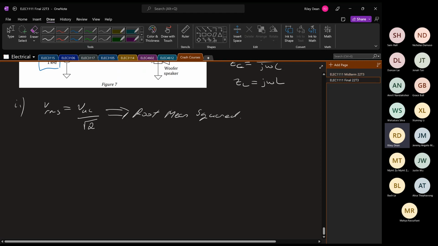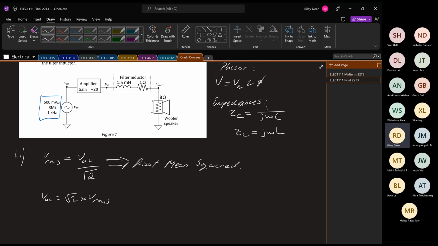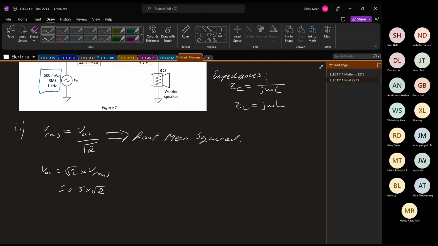So this is the first thing we need to look at. We see that VRMS is VAC over √2. Hence, VAC is √2 times VRMS, meaning that our output voltage is 0.5 times √2. I'm not going to simplify this just yet because we've got a couple more steps to go through.